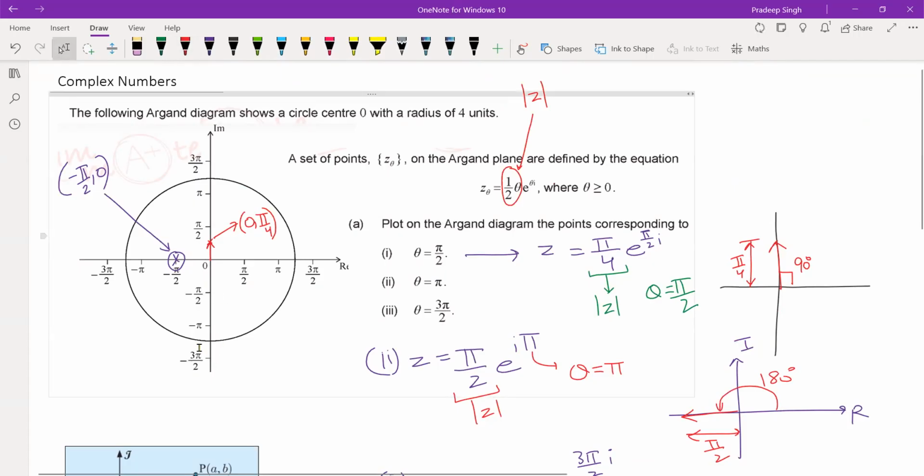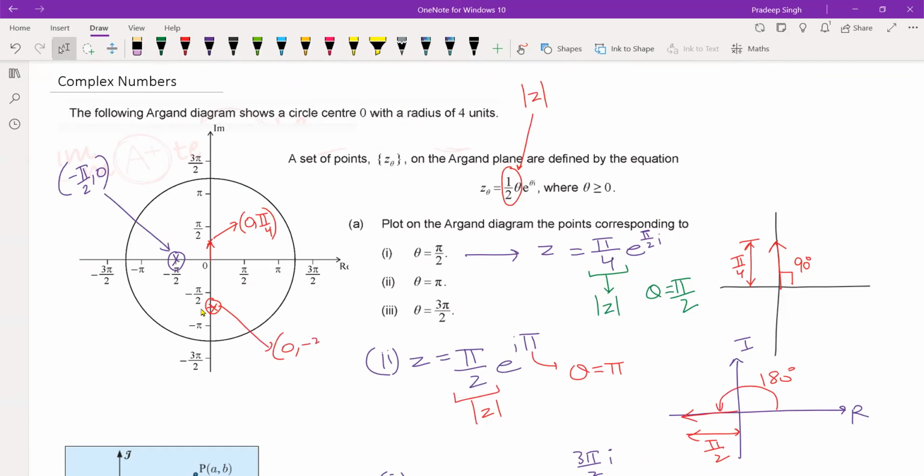See, 3 pi by 2 is already given. So if you halve it, 3 pi by 4 will be over here. So this is the point. And the coordinate will be, the real part, of course, is 0, and the imaginary part is negative 3 pi by 4. Bear in mind, these coordinates are not required. Just the plotting of the point will be the answer to these questions, A, 1, 2, and 3.